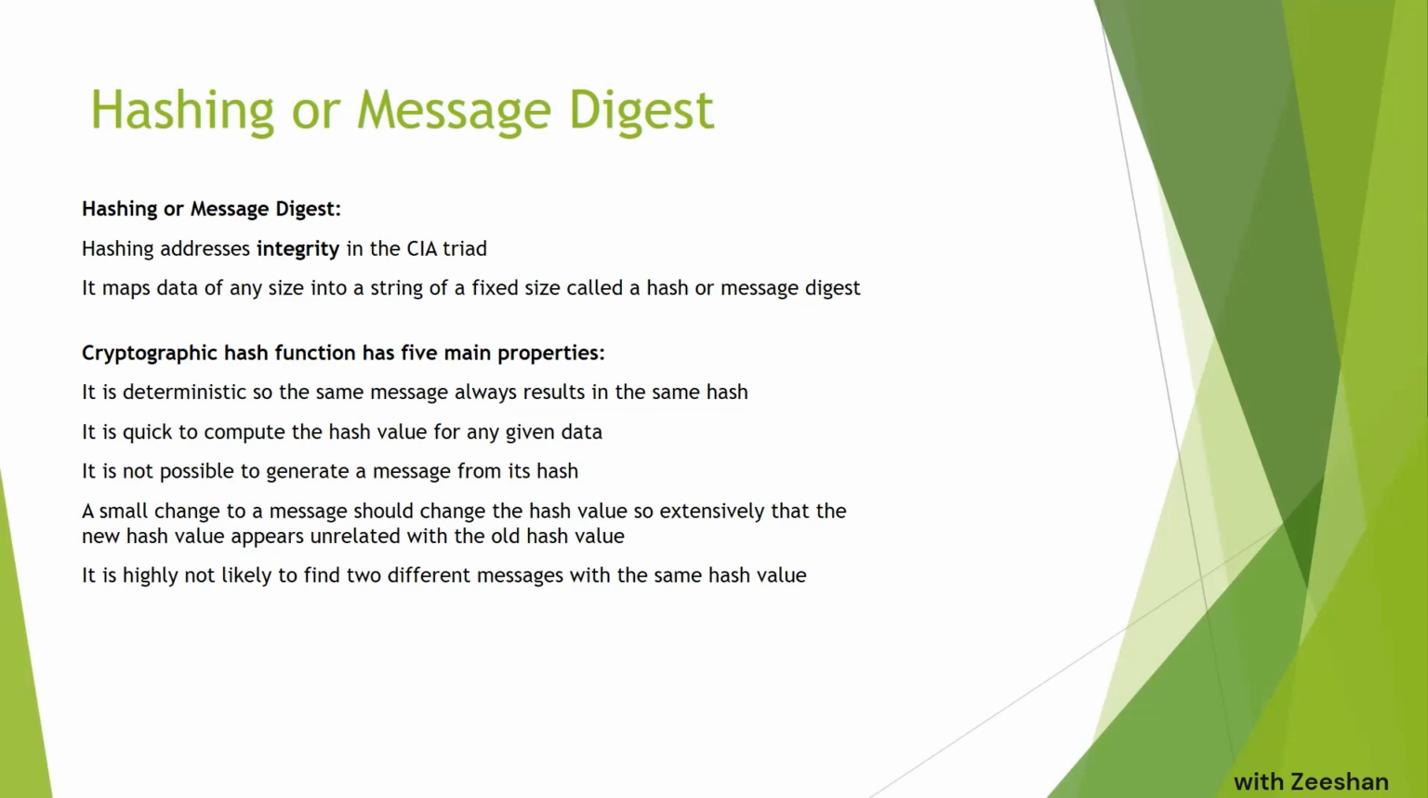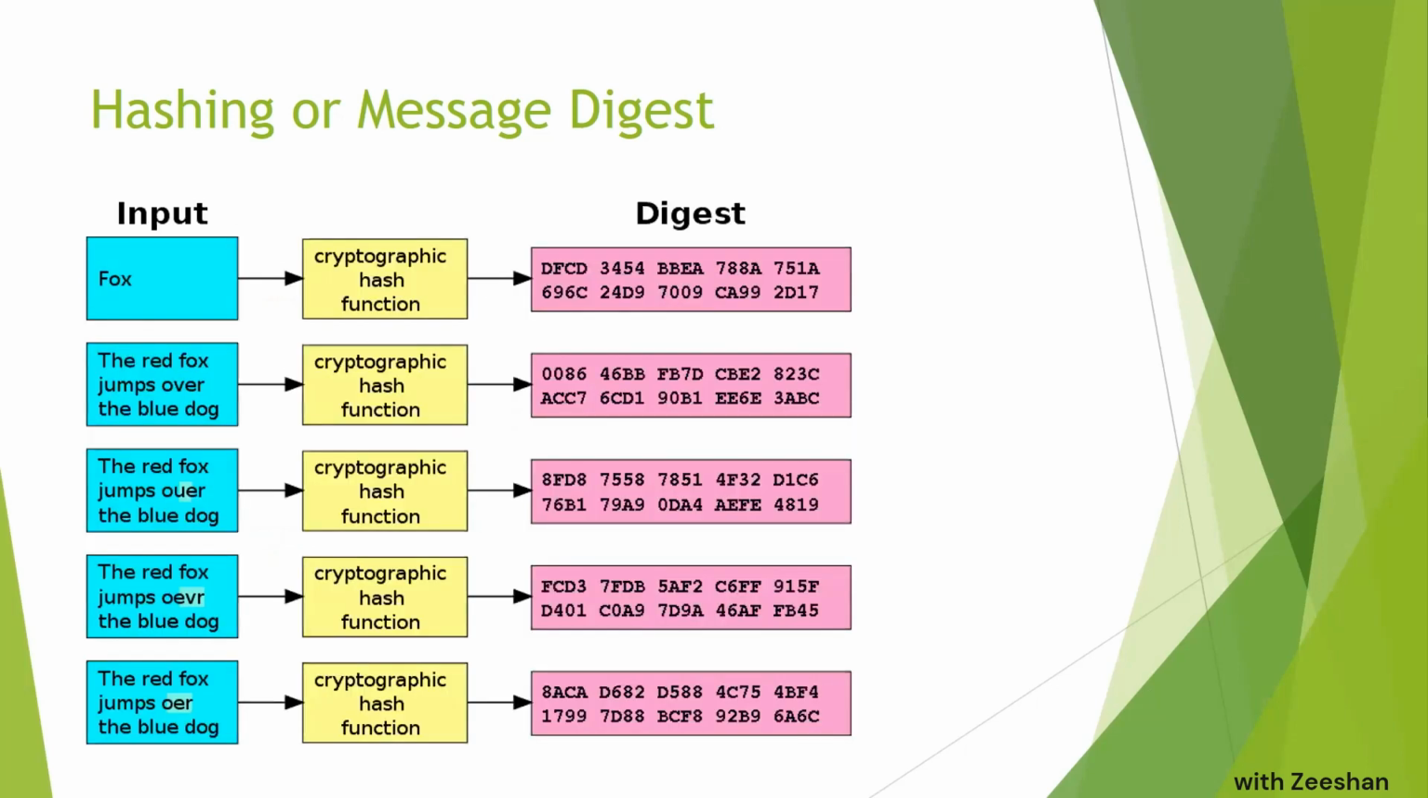And I told you it is highly unlikely to find two different messages with the same hash value. I don't know whoever designed this algorithm, he has done it so perfectly. So if the word fox is the input, and you apply message digest or hashing, the output will be this hash. Now the red fox jumps over the blue dog. The content is increased, but the hash size will remain the same, but it will be different.